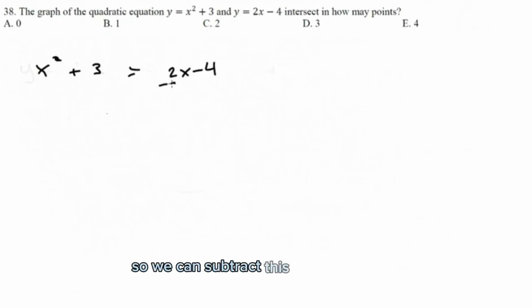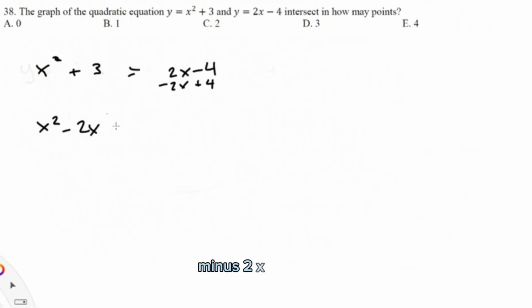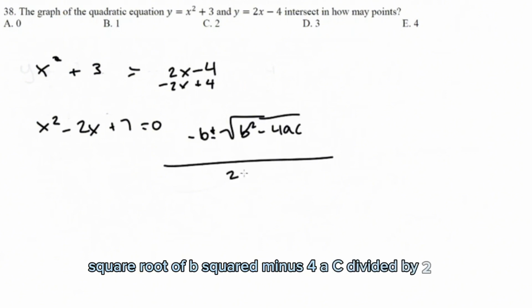So we can subtract this from both sides and add this to both sides to make it x squared minus 2x plus 7 equals 0. Now this is a proper quadratic equation in standard form that we can solve. So let's use the quadratic formula, which is negative b plus or minus the square root of b squared minus 4ac, divided by 2a.